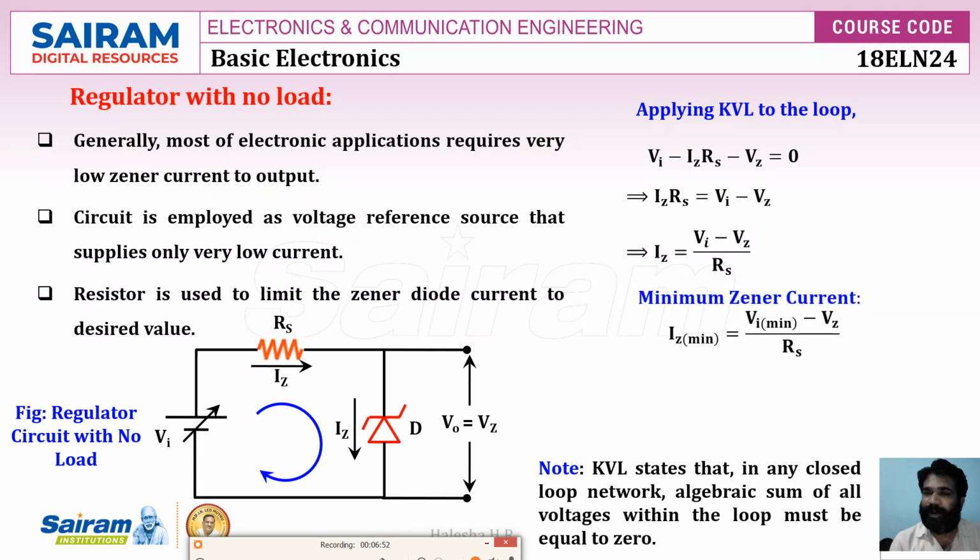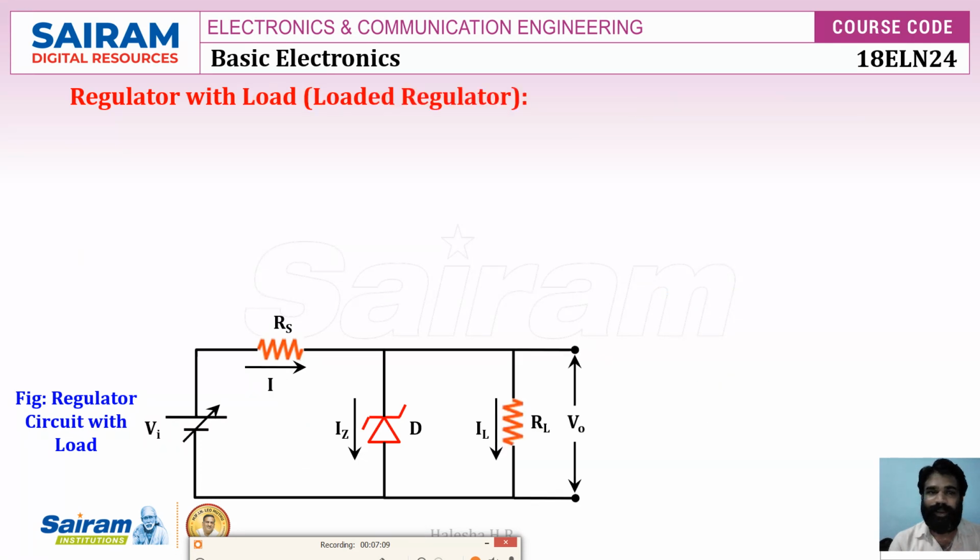The minimum current is obtained when VA is minimum. So IZ minimum is equal to VA minimum minus VZ divided by RS. We get the maximum current when VA is maximum, that means VA maximum minus VZ divided by RS. So now we'll see a regulator with load. This is the circuit with load. We consider the voltage across the Zener diode as VZ. Again, this is the closed loop.